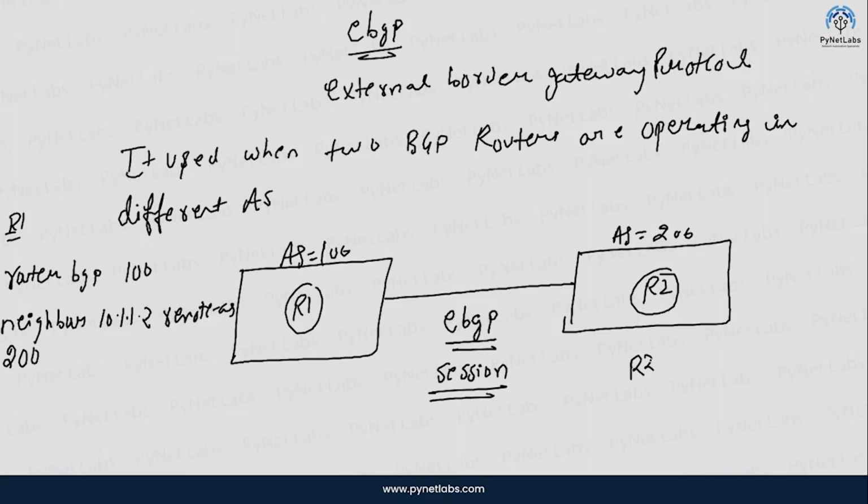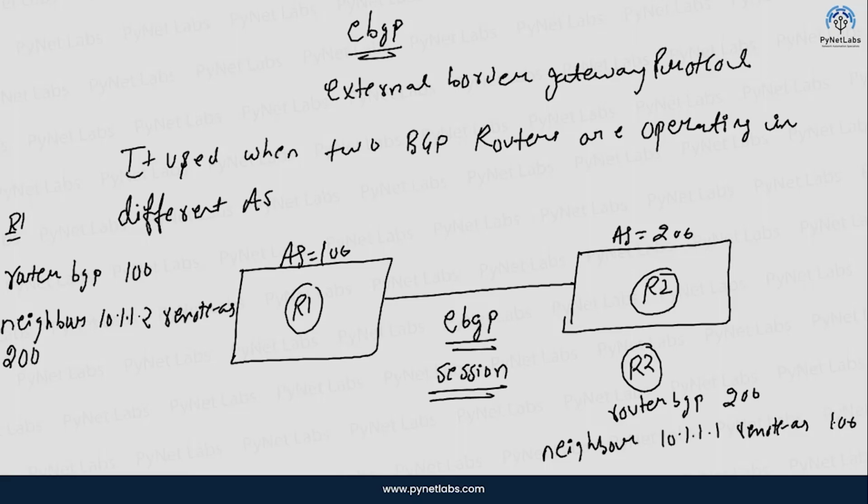In the same manner, on R2 you again do router BGP, and here you define your own AS, 200. When you define the neighbor, let's say 10.1.1.1, it is coming from remote AS 100. The commands and the understanding are pretty simple: when you are connecting routers from different AS, you use eBGP. And the default TTL value in eBGP is 1. TTL stands for time to live.